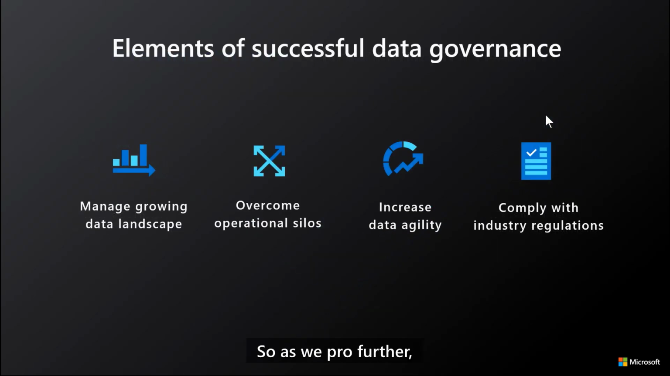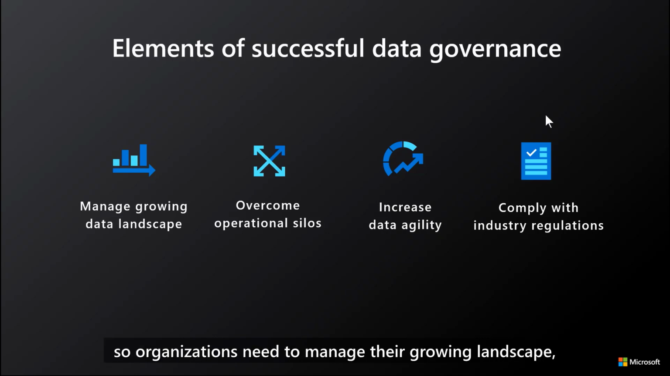So as we probe further, we find that there are some key elements that are required for doing successful data governance. The first one is that the volume, variety, and velocity of data keeps on increasing. So organizations need to manage their growing landscape. So they need to understand what exists in their hybrid data estate.